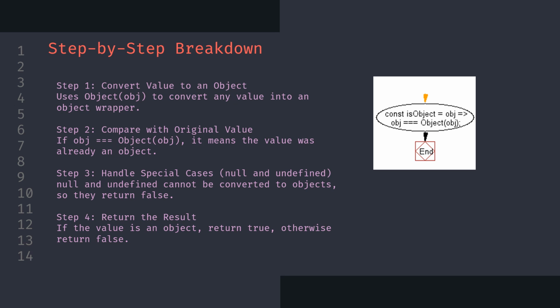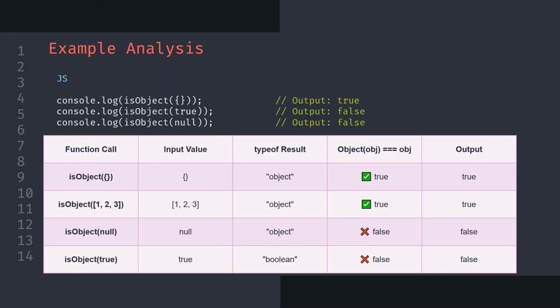The Object constructor is a built-in way to convert values to objects, making it ideal for this check. This function correctly identifies objects, arrays, and functions while filtering out primitive values. The Object method ensures accurate object detection without unnecessary complexity.